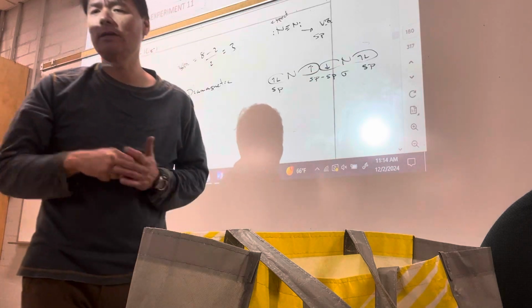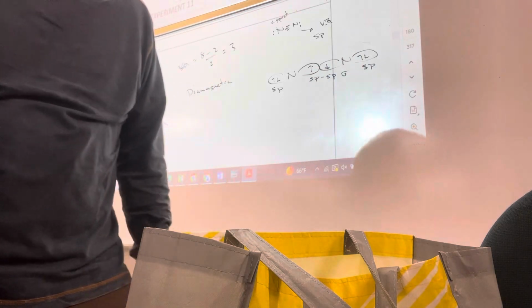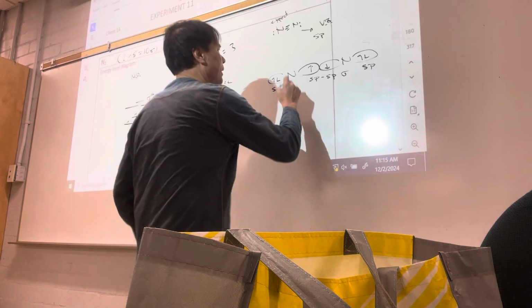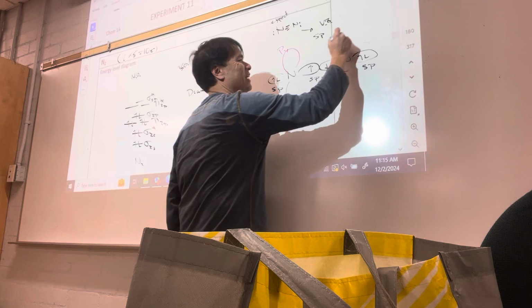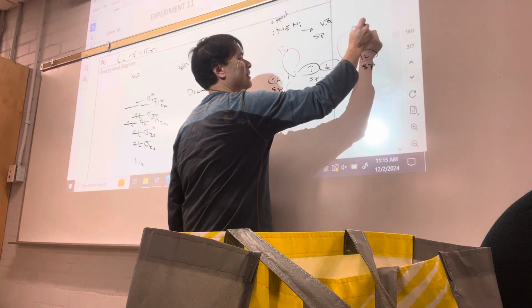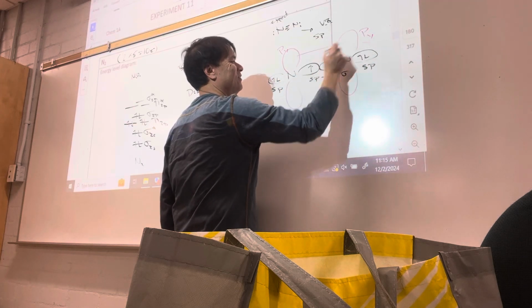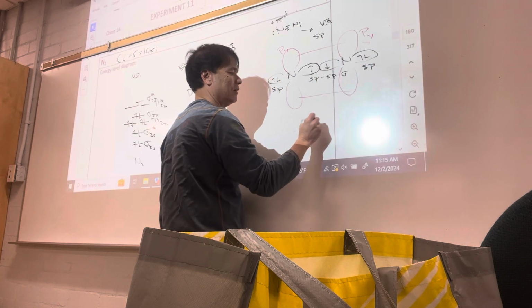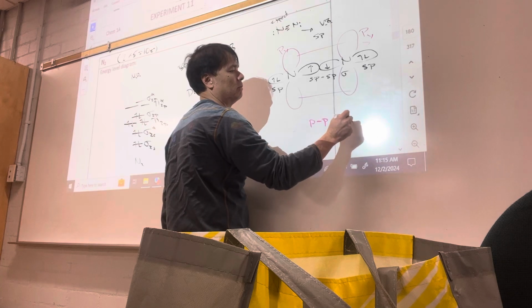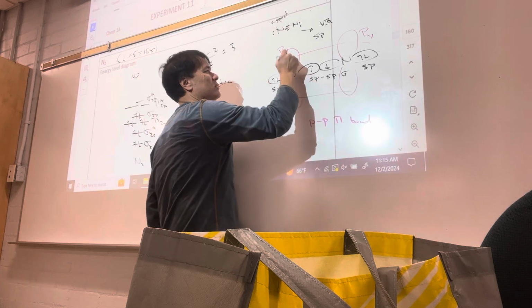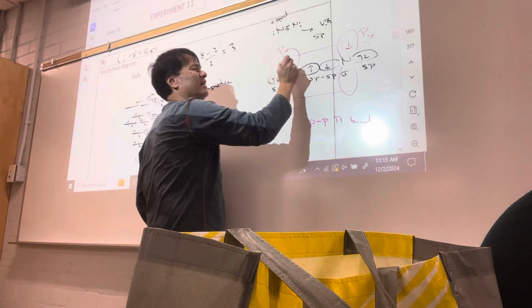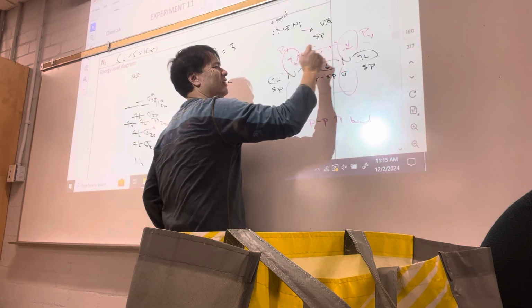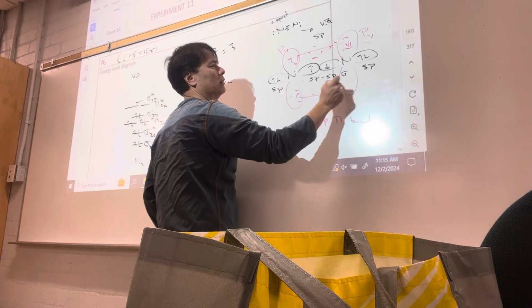Now there are 2 more bonds that we got to deal with. One we'll call the py. So we'll take a py here and a py here. And we're going to form a pp pi bond. And so we'll have 1 electron here, 1 electron here. That's going to create this cloud density here and here.